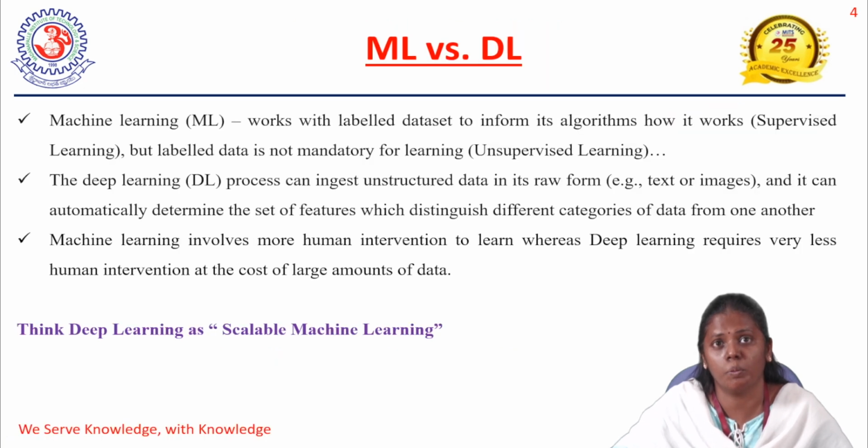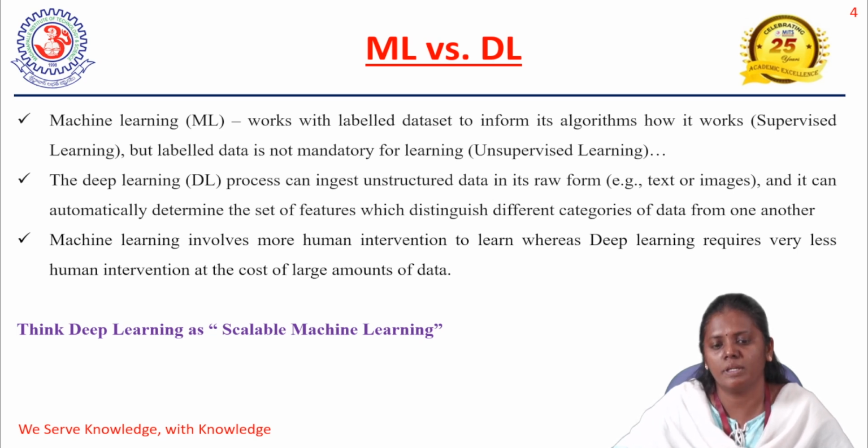Coming to ML versus DL, machine learning works with labeled data sets to inform its algorithms, as in the case of supervised learning. But labeled data is not mandatory for learning; that is unsupervised learning. So when it comes to machine learning, there are two types available. One is supervised learning, in which the data set given for the model to get trained will have labels. Similarly, the next kind is unsupervised learning, in which the data given for the model to get trained will not have labels.